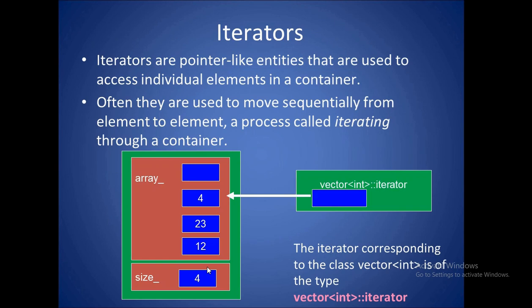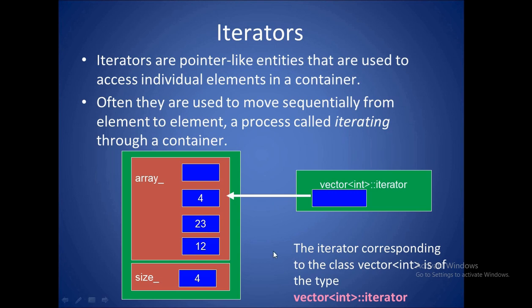Iterators, as we know, are pointers that indicate positions in the container. Iterators are pointer-like entities that are used to access individual elements in a container. Often they are used to move sequentially from element to element, that is, the iterator points to element 1, then element 2, then element 3, up to element n. This process is called iterating through a container. Whenever an iterator moves from 1 to n, it is called iterating through that container.